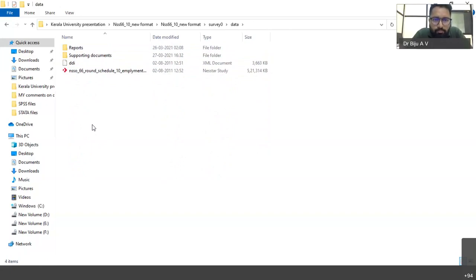So is it visible, Bijo? That reports, supporting documents, and NSSO 66, this folder? It's visible, sir. Supporting documents, everything is visible.